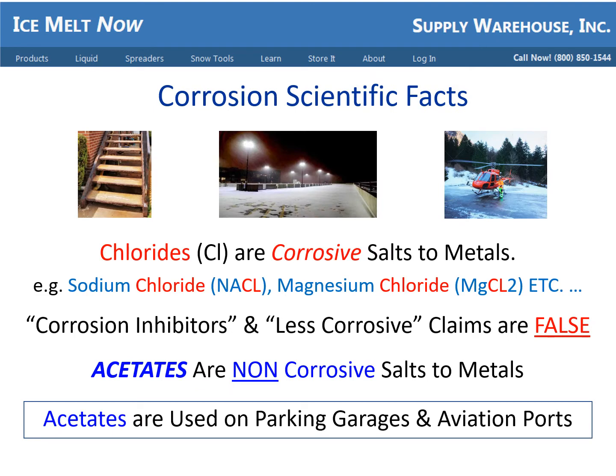Corrosion scientific facts: chlorides are corrosive to metals. Sodium, magnesium, calcium, potassium chlorides are all corrosive to metals. Less-corrosive claims on chlorides due to corrosion inhibitors are ineffective. It is a gimmick. Again, chlorides are corrosive to metals. Acetates, however, are non-corrosive and they work for parking garage and airport use.